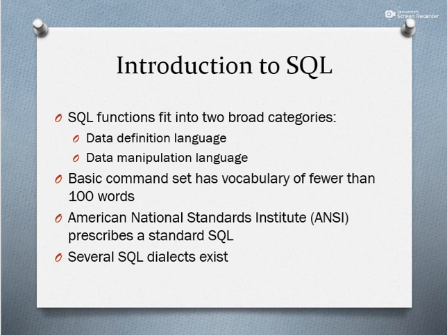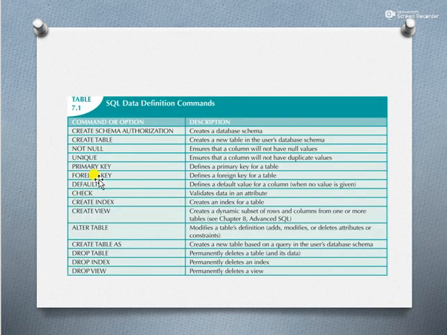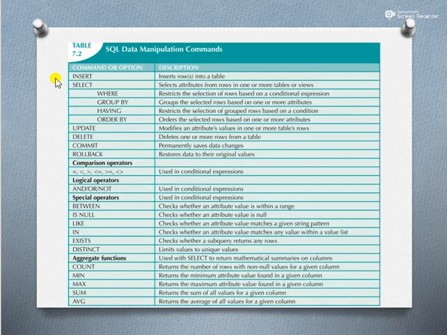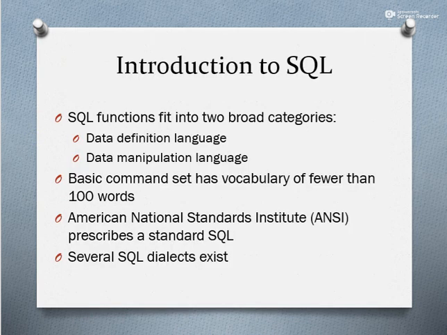SQL is a very easy language to learn. Its basic command set has just a vocabulary of less than 100 words. If you look here in the next two tables, this is some of the basic commands set for data definition. Data definition means how to create tables, indexes and views. And this table shows us some of the basic commands for data manipulation. So it's really an easy to learn language, and it has a very basic vocabulary of less than 100 words.